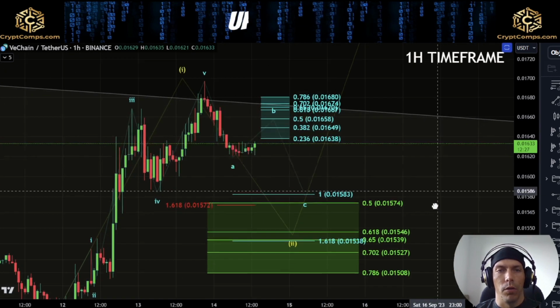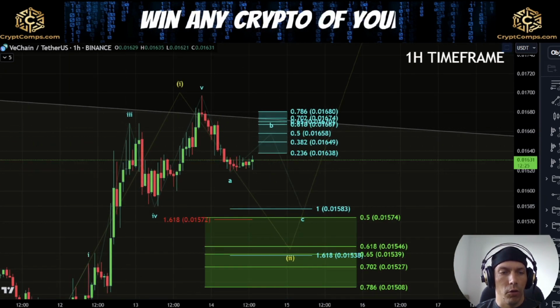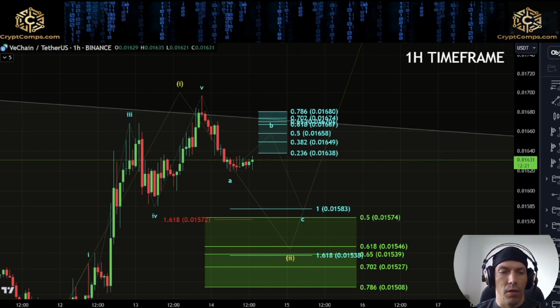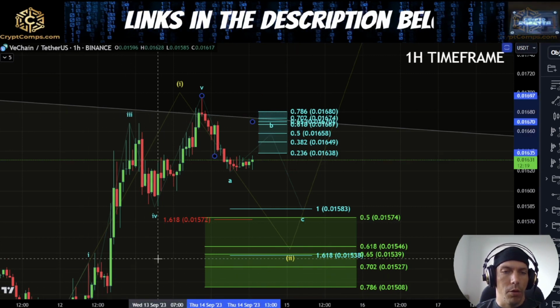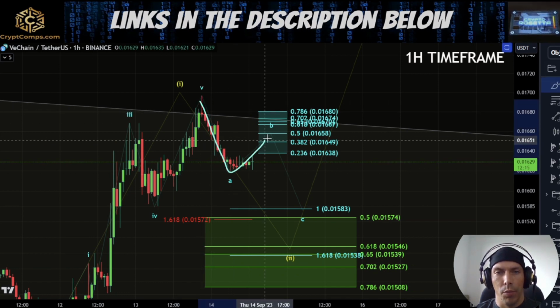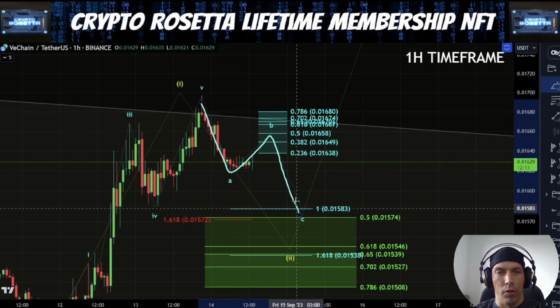So this is why I've got this blue ABC pattern on the chart here. And as long as we stay below the 786 or 1680, I think it is likely that we could still be looking for at least one more push to the downside here, where this becomes A, we get B, and then C to the downside.